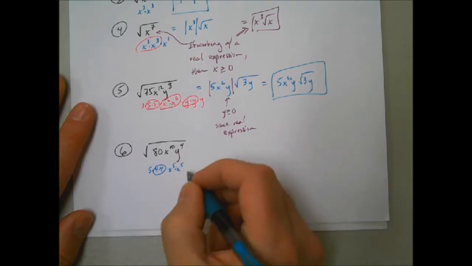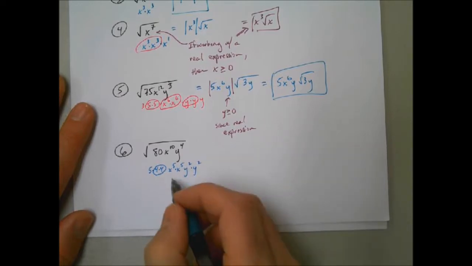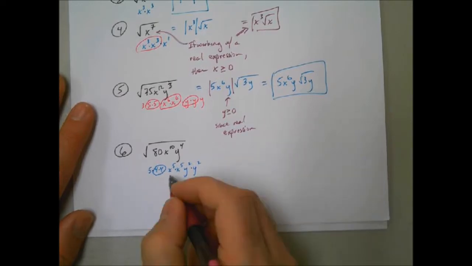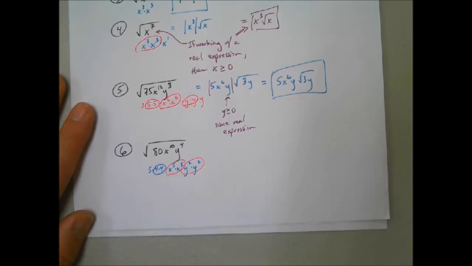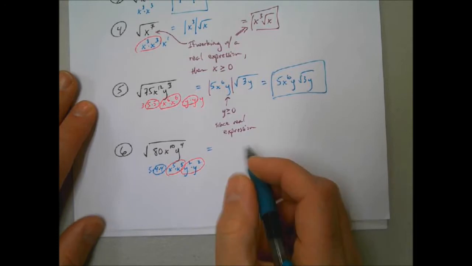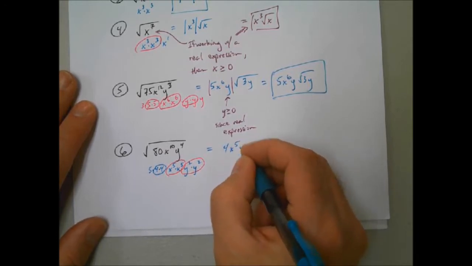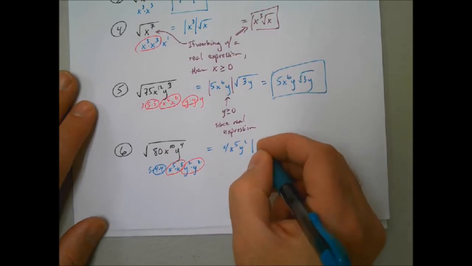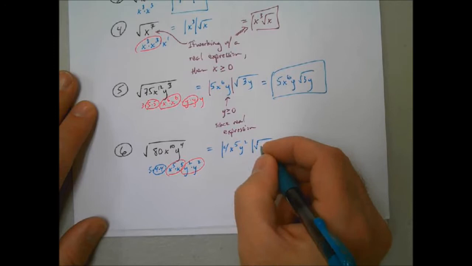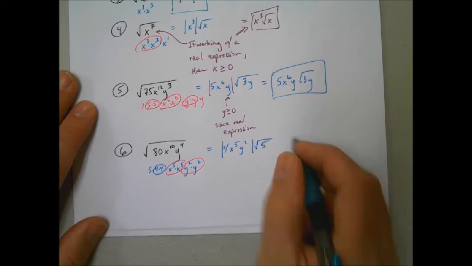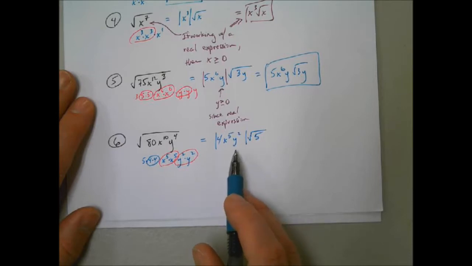And x to the 10th is x to the 5th times x to the 5th, and y to the 4th is y squared times y squared. And so we have a pair there and there. So we have 4x to the 5th y squared, absolute value around all that, square root of 5.